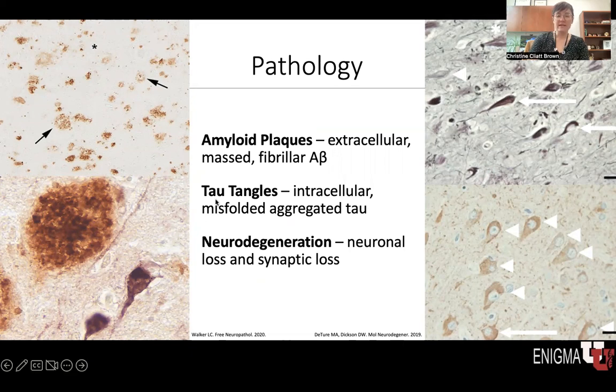The next thing we see is tau tangles. So here you can kind of see the shape of a neuron. These are intracellular aggregations of misfolded tau protein. You see more of these over here and over here as well. And then the other thing we see is neurodegeneration. There's loss of neurons and loss of the synapses, the connections between different neurons.